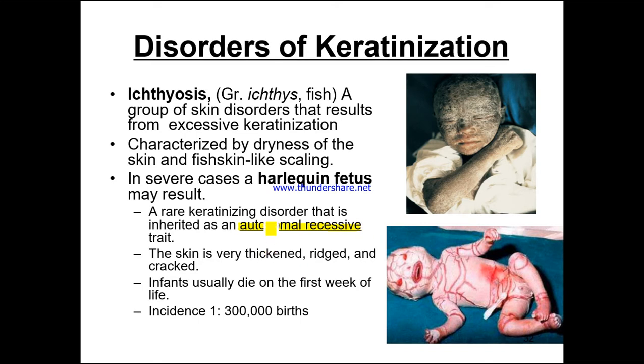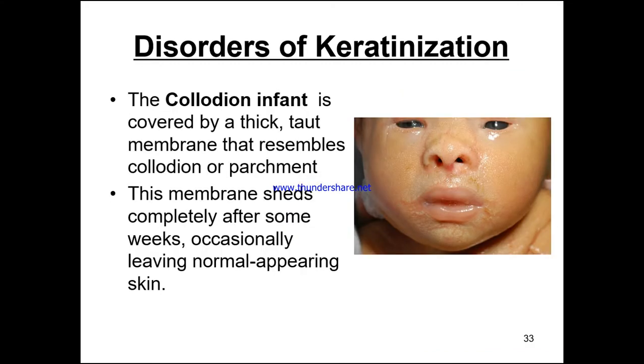The skin is very thickened, ridged and cracked, and infants usually die in the first week of life, and its incidence is about 1 in 300,000 births. So it's very rare, but you can see just how devastating it is when it does occur. The collodion infant is covered by a thick, taut membrane that resembles collodion or parchment. This membrane sheds completely after some weeks, occasionally leaving some normal appearing skin behind.